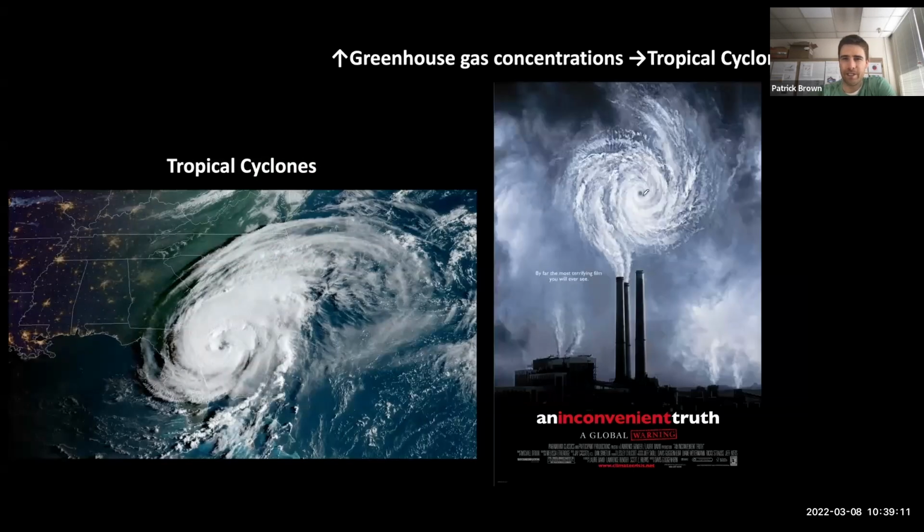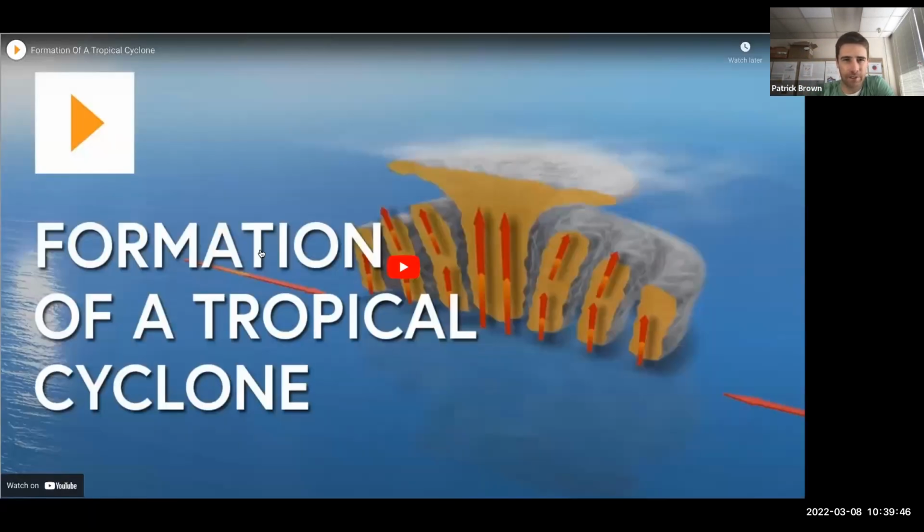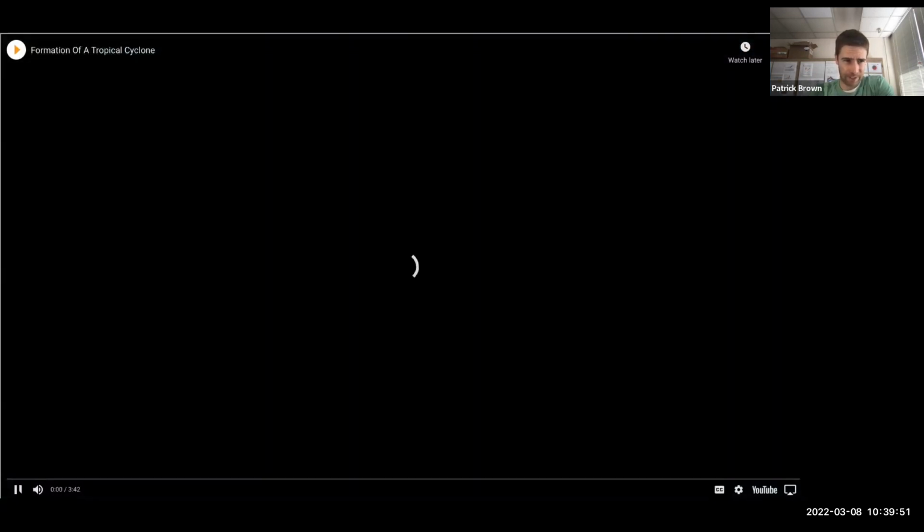But we can see this iconically through the cover of An Inconvenient Truth, where they have a tropical cyclone coming out of the smokestacks of probably a coal power plant. So definitely, communication image-wise, showing that they believe there's a connection there, and so we'll talk about that. So first, this is just a little sciencey video on the formation of tropical cyclones in the baseline climate.